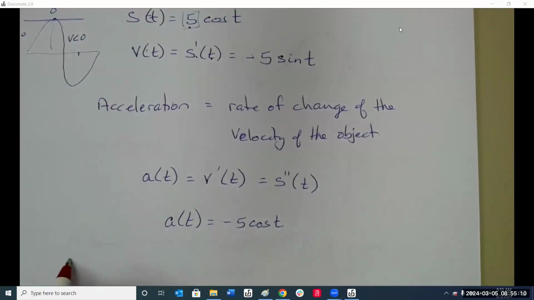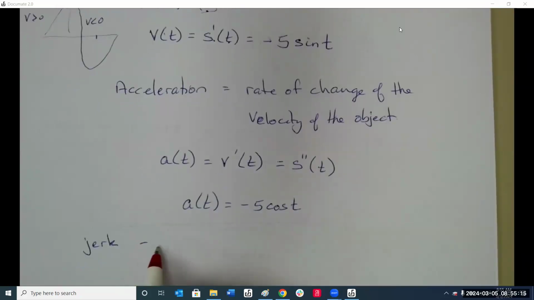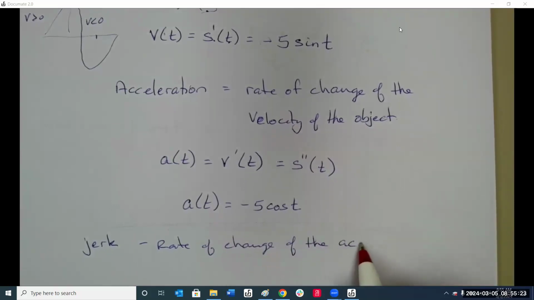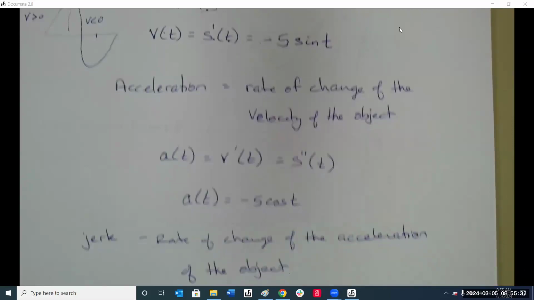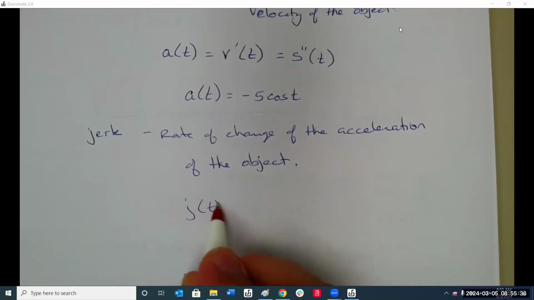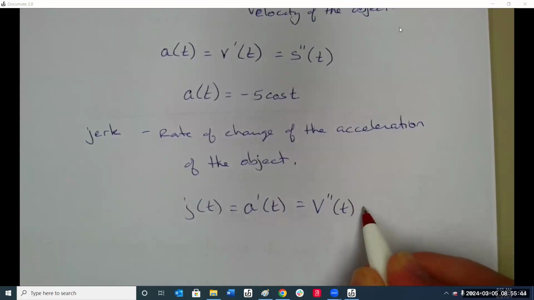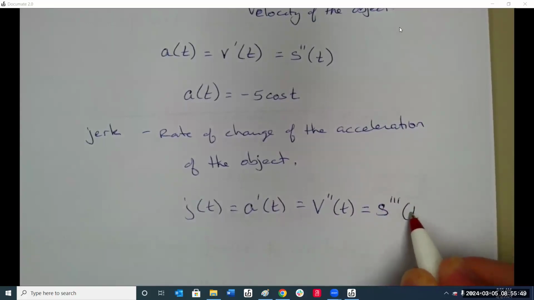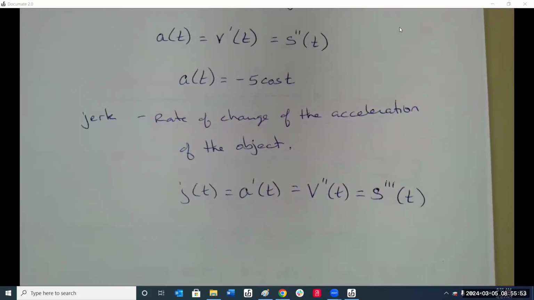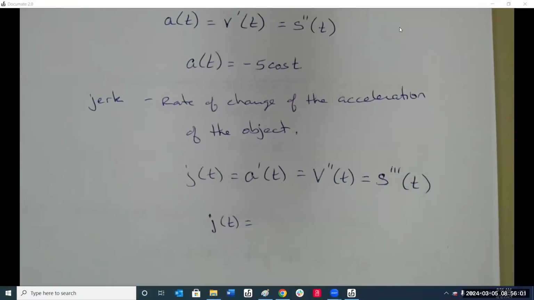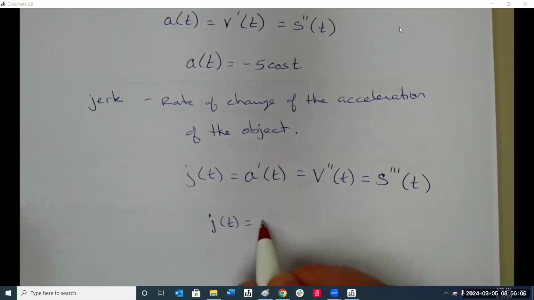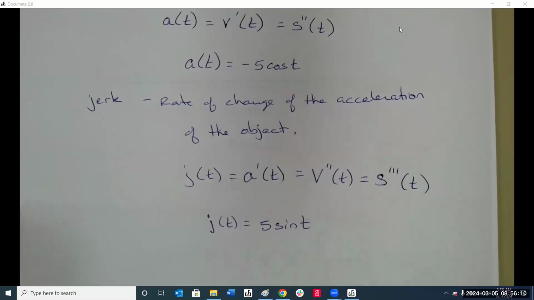Now, example 4, it says the jerk. The jerk is the rate of change of the acceleration of the object in motion. So the jerk is the first derivative of acceleration, which is the second derivative of velocity, which is the third derivative of our position. So what is our jerk? Very good. 5 sine t.